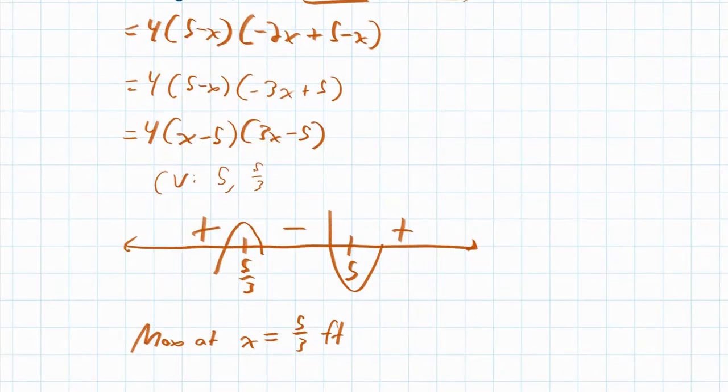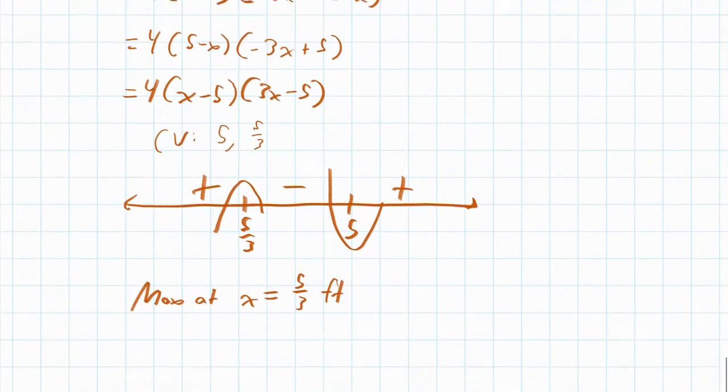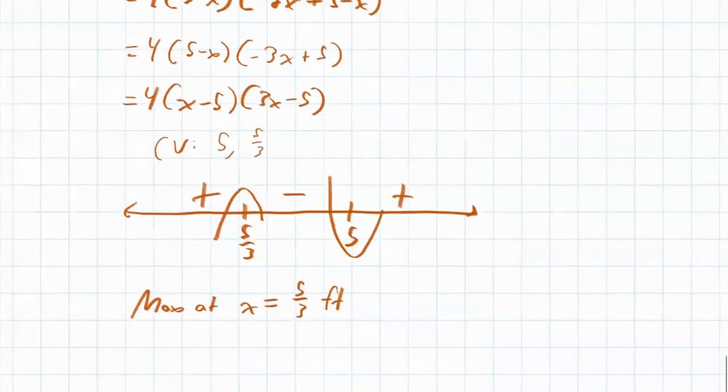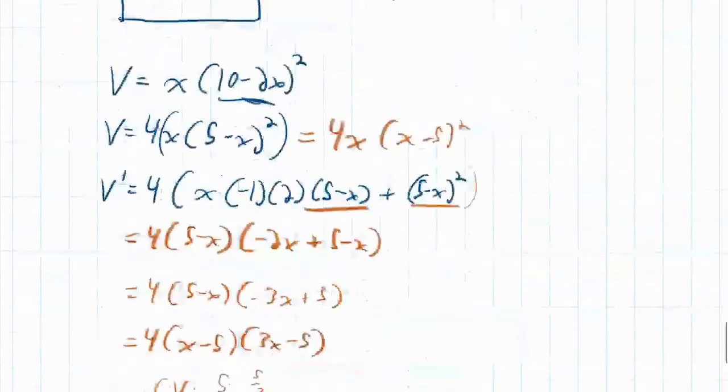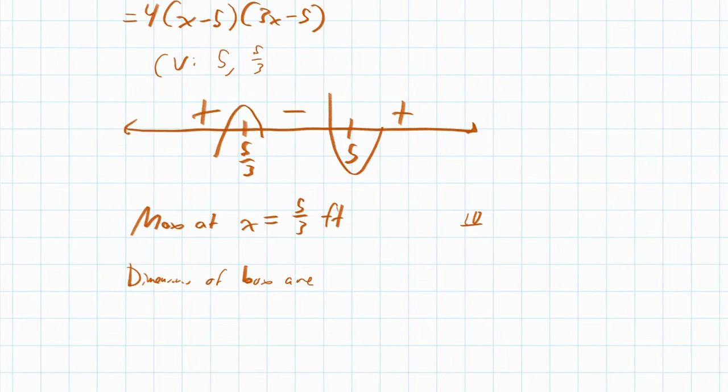And really getting this down, it wants full dimensions. I can kind of say that the dimensions of the box are, then we can go 10 minus 2 times 5/3. So 10 minus 10/3 is 20/3. The dimensions are 20/3 feet by 20/3 feet by 5/3 feet. That's when you cut off the squares of 5/3 feet on all sides.